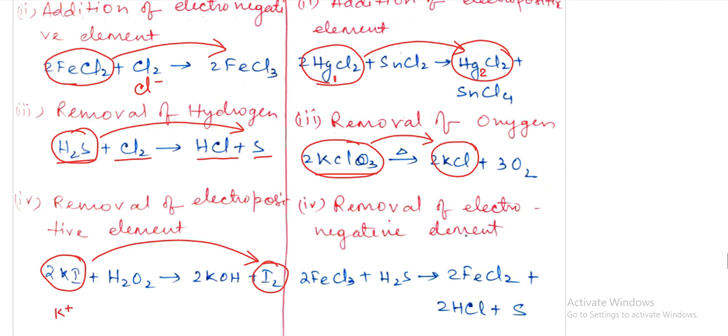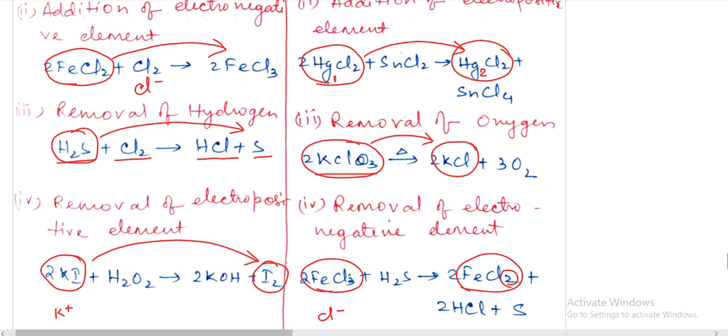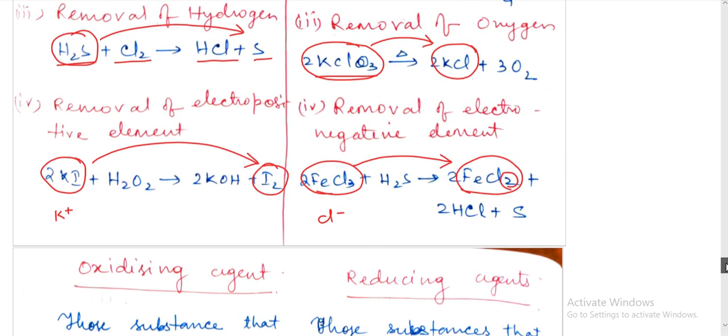Next is removal of electronegative radical element. If an electronegative element is removed, still it will be called a reduction. So here you see FeCl3, how many chlorine atoms are there? 3 chlorine atoms. But in the product there is FeCl2, with only 2 chlorine atoms. That means 1 chlorine atom has been removed. Now we know that chlorine is an electronegative radical. So from FeCl3, 1 chloride radical has been removed, and we can say that FeCl3 is reduced to FeCl2. Is it clear? I hope you understood what is oxidation and what is reduction.